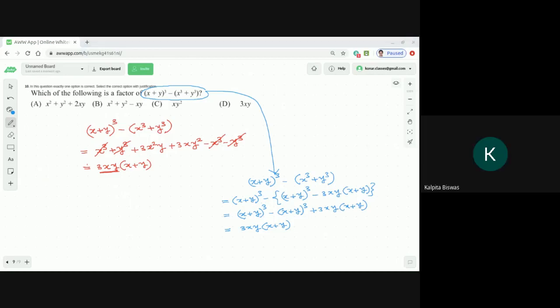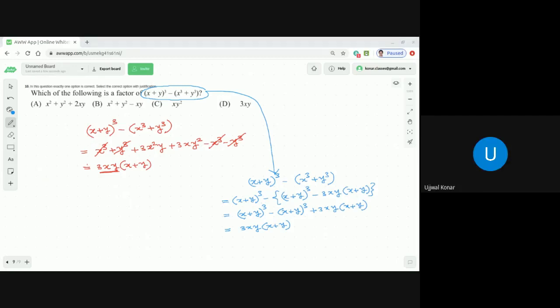Got it, sir. Got it, no? Clear? Yes, sir, clear. Any other doubt in this DPP 5? I have a doubt in the seventh one. Okay, sure.